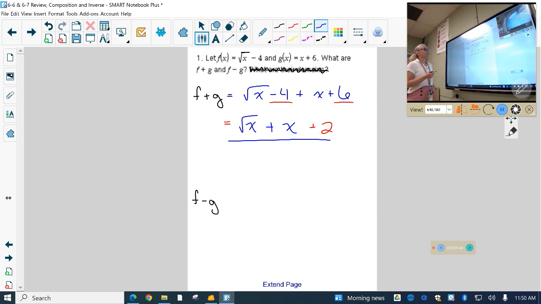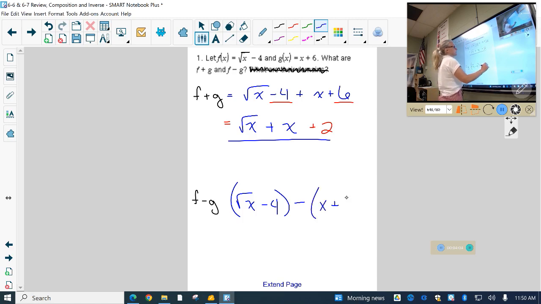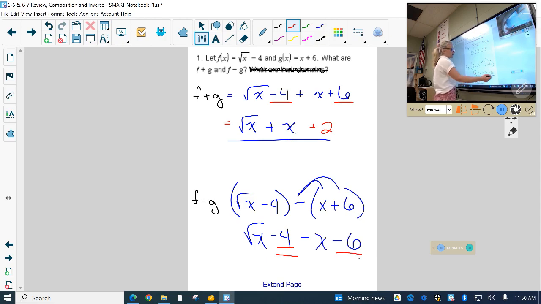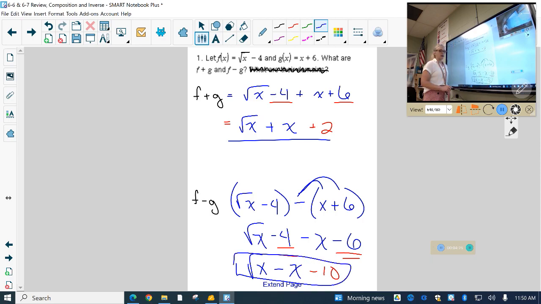Now when we subtract, don't forget, the most common mistake students make when they subtract is they forget to distribute the minus sign. So remember, f, which is the square root of x minus 4, minus g, which is x plus 6, I have to distribute that minus sign. So I have the square root of x minus 4 minus x minus 6. So now when you combine those like terms, we're going to get negative 10. So we have the square root of x minus 10. That'll give us f minus g of x.